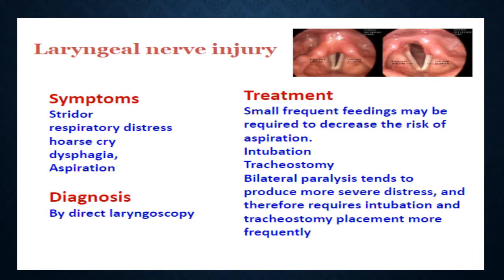There are less important injuries because they're not very common, like the laryngeal nerve injury, presented by stridor, respiratory distress, hoarse cry, dysphagia, and also aspiration. It's diagnosed by direct laryngoscopy as seen in the picture. It's treated by small frequent feedings, which may be required to decrease the risk of aspiration. Intubation and tracheostomy: bilateral paralysis tends to produce more severe distress and therefore requires intubation and tracheostomy placement more frequently. It's very grave.